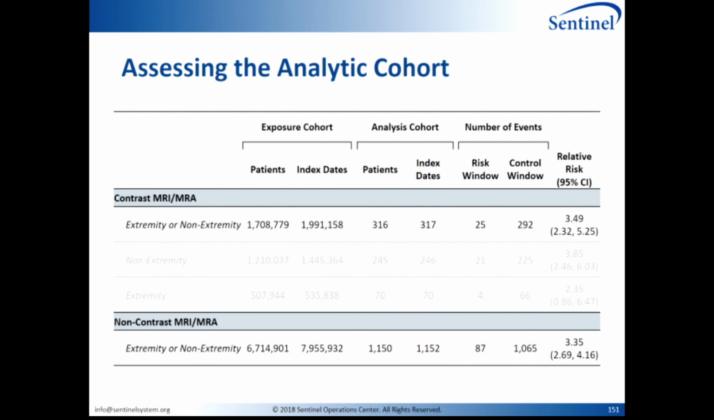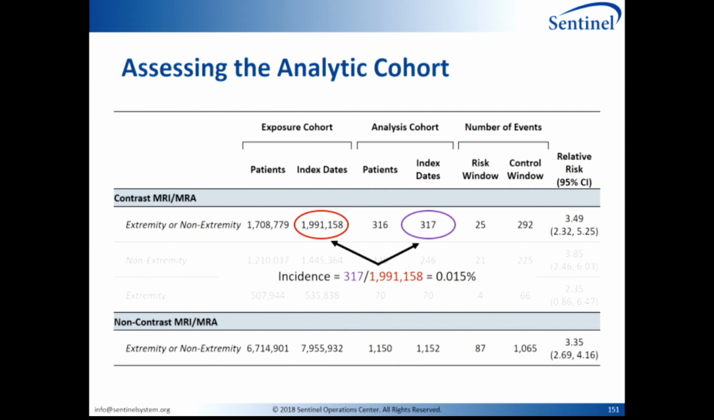You may decide that you only want to allow people to contribute one exposure to the analysis. In this case, we allowed for multiple, and that's just up to you, and may just reflect your desire for more or less sample size. So in this case, there were 1,991,158 unique index dates in the exposure cohort. 317 valid events occurred in the analysis cohort. Of those, 25 were in the risk window and 292 were in the control window.